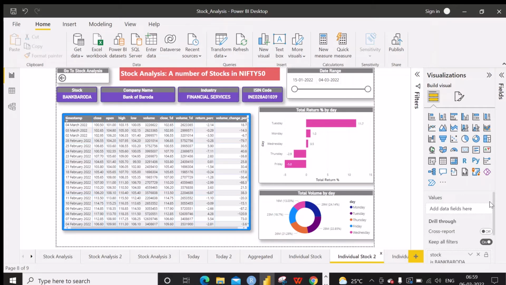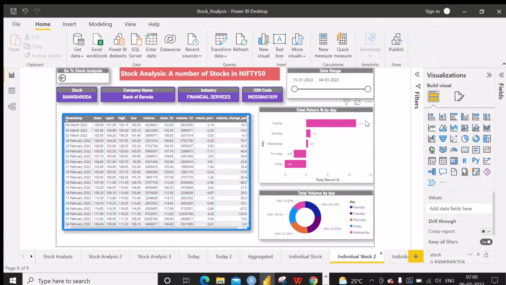And this is the second page for the individual stock. Here we can get the complete details in this table about how it is transacted in the market: what is the close, open, high, low, and volume prices for this stock over the period. And here it shows the total return by day, that is Monday, Tuesday, Wednesday, Thursday, Friday, for this period of time, how much total return we have got for Bank of Baroda.